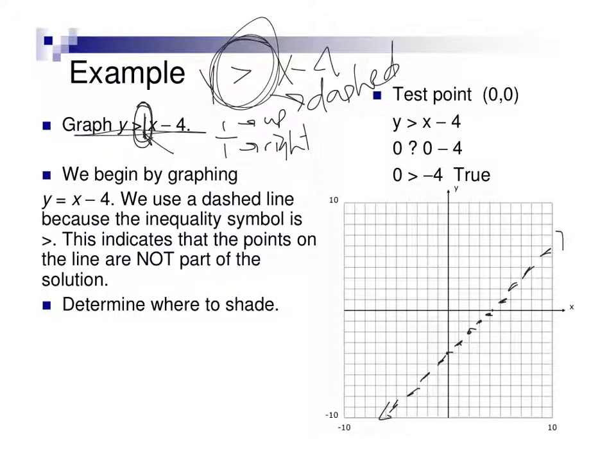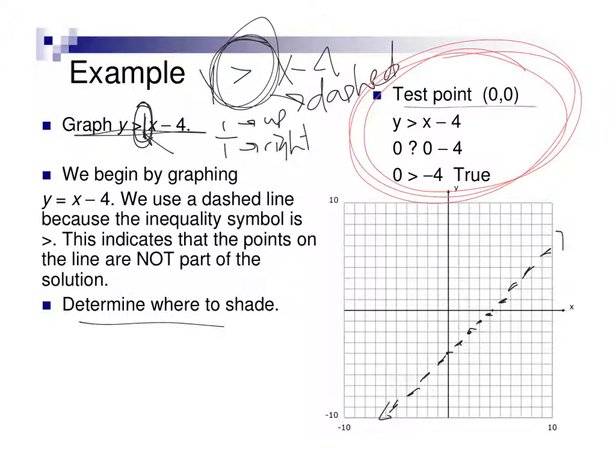Okay, cool. So now we need to determine where to shade. One of the easiest points that I've kind of alluded to up here: always, if you can, if your line is not going through the origin, test the origin. So we're going to test 0, 0 right here. Let's sub in 0, 0. So I sub in 0 for y, sub in 0 for x. I get 0 is greater than -4. And I determined that that is true. Yes, 0 is in fact greater than -4.